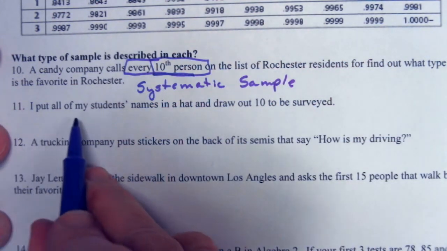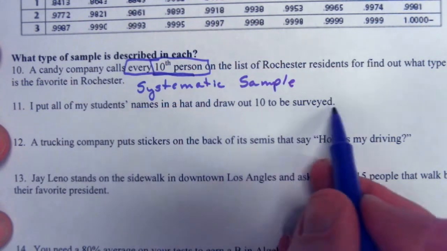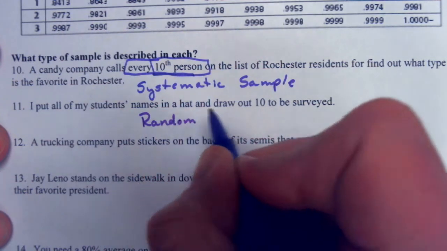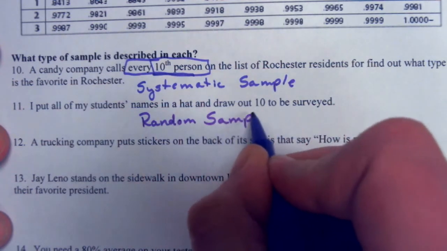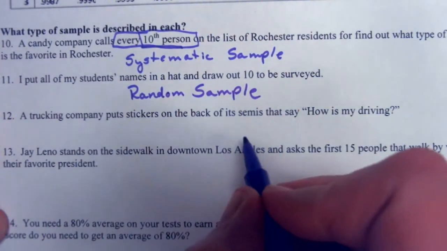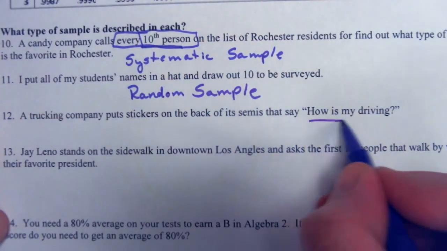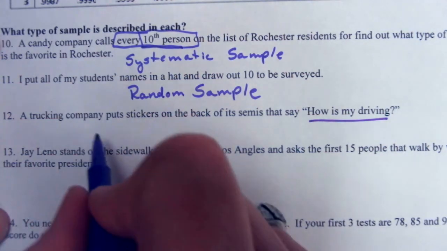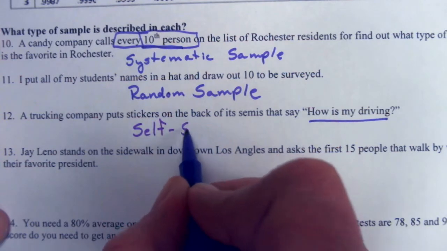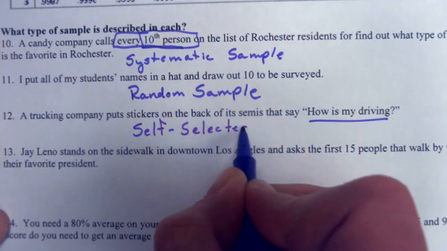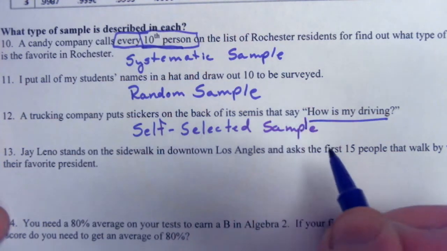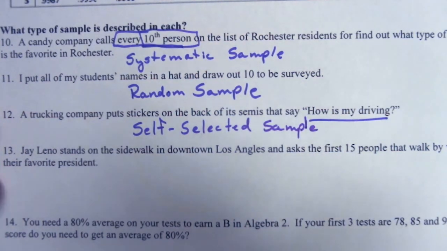I put all of my students' names in a hat and draw out 10 to be surveyed. They're picked at random. Everyone has the same chance of being selected. So it's a random sample. Number 12, a trucking company puts a sticker on the back of its semis saying, "How's my driving?" Well, if you're going to call in, you choose yourself, so it's a self-selected sample. People included in the sample choose to be included in the sample.